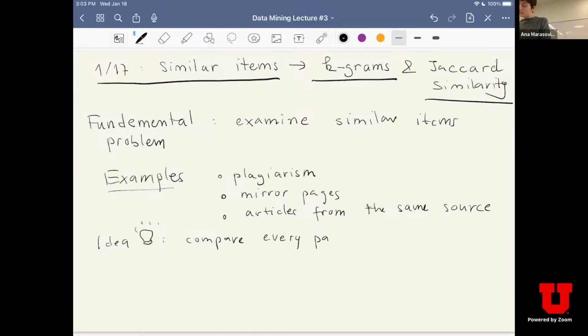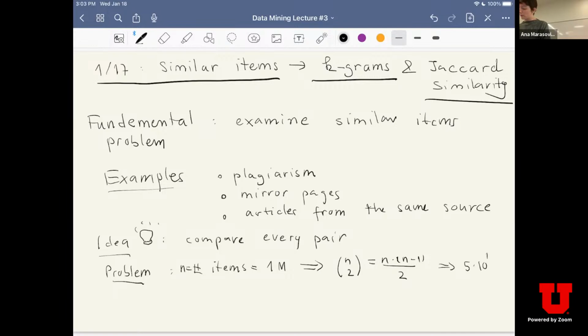And the problem that occurs is when we deal with big data, which is what we are dealing with when we deal with data mining. So if you have, let's say, number of items equal to 1 million, let's call this n. Then in the last lecture, we said we have n choose 2 pairs. So we have n times n minus 1 over 2 pairs, which for n of 1 million is already 5 times 10 to the power of 11 pairs.